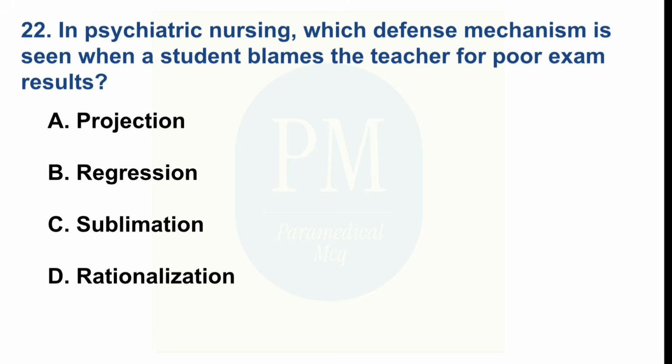In psychiatric nursing, which defense mechanism is seen when a student blames the teacher for poor exam results? Option A, projection. Option B, regression. Option C, sublimation. Option D, rationalization. The correct option is option A, projection.